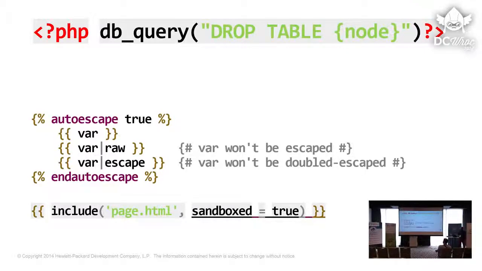So to tell something about Twig in the security topic, you have two things. First is that when you declare autoescape, your variable won't be escaped. And the second thing is that you can work in sandbox mode. Yeah, so this is a really cool feature.